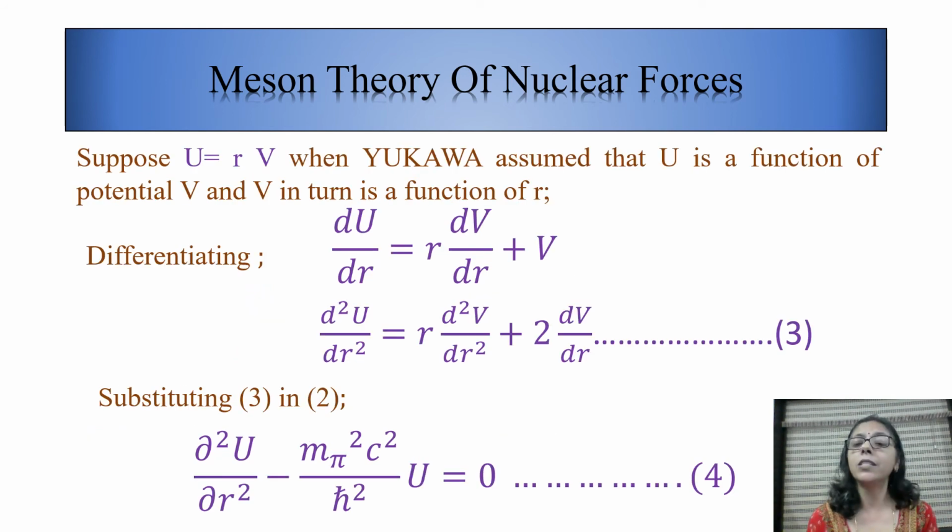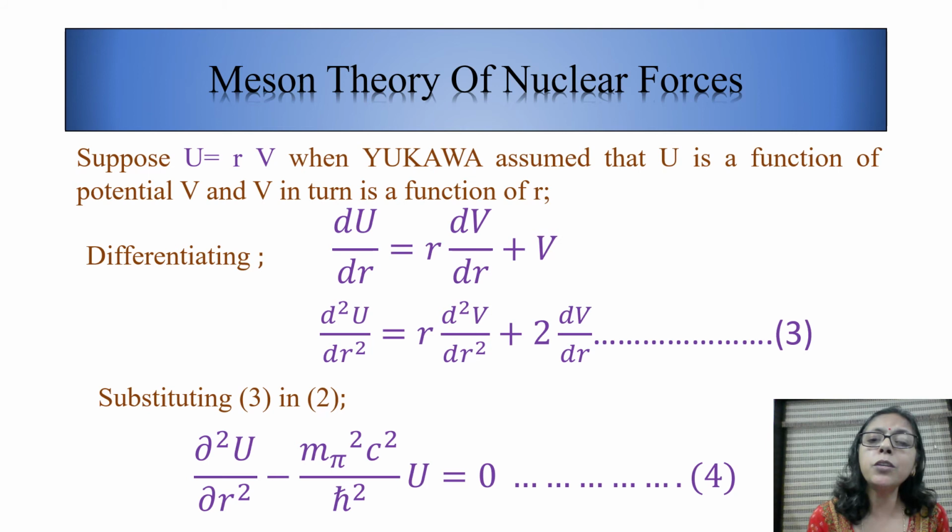Now, what did Yukawa assume? He assumed that let me take another function u, which is r v. And what did he assume? That u is a function of potential v, and v, of course, in turn is a function of r. So if you differentiate u is equal to r v, you will get du by dr is equal to r dv by dr plus v. And the second differentiation of the same equation would give you d square u by dr square is equal to r d square v by dr square plus 2 dv by dr. Name it as equation 3.